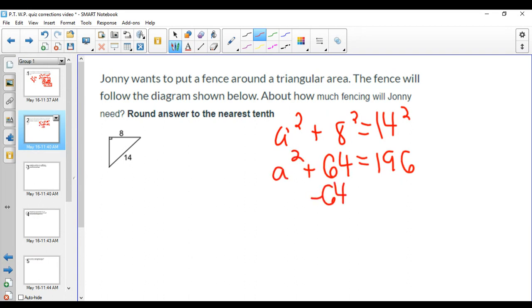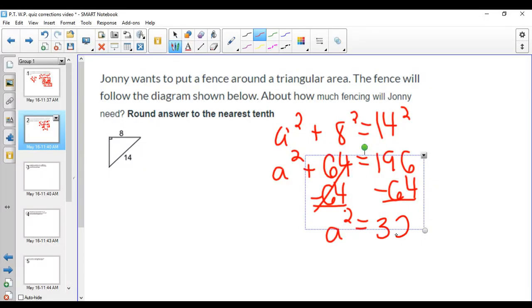Next step, subtract 64 from both sides. These cancel. Then we have A squared equals 132. Now we need to find the square root. So for A, we get about 11.5.